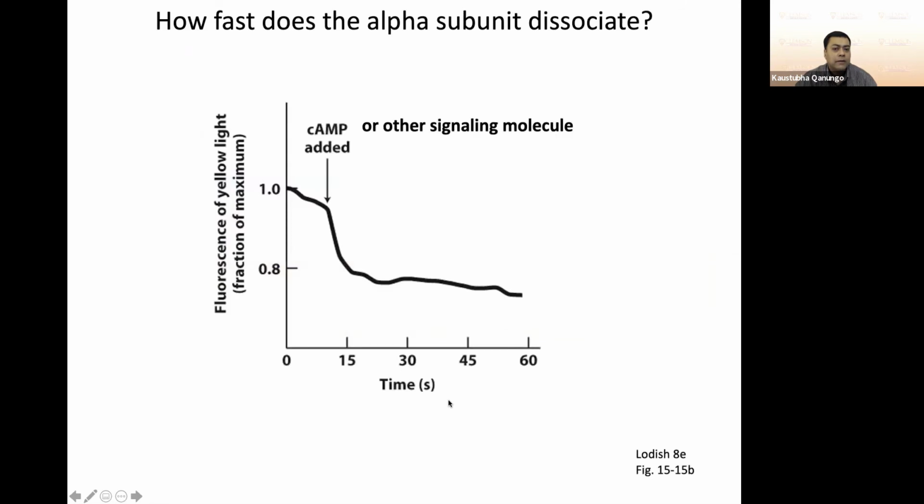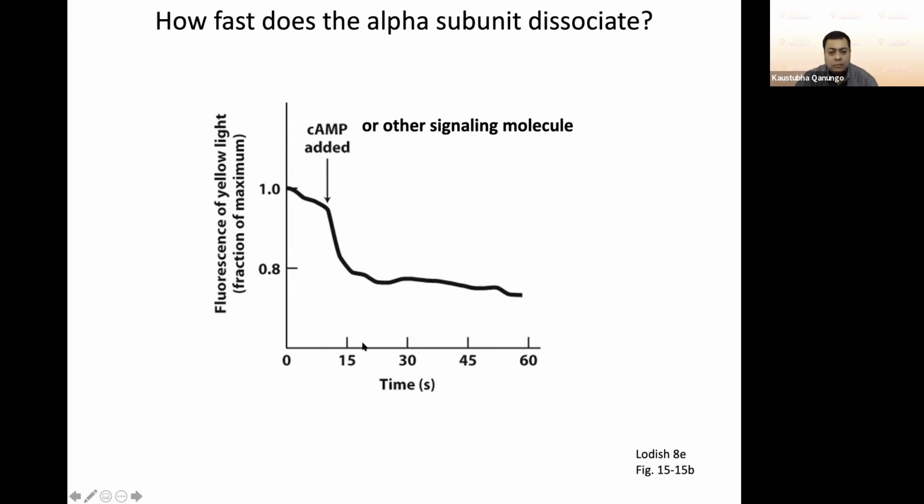So definitely remove that. Here we are looking at, for example, fluorescence of the yellow light, and you can see how fast the alpha subunit dissociates. And here you have the cAMP added and you have a decreasing fluorescence. Now, you can see that it is going down, but it's not really zero. There is some signal out there. And these are the experiments, and you really will not see that in reality. That doesn't happen when you do an experiment.